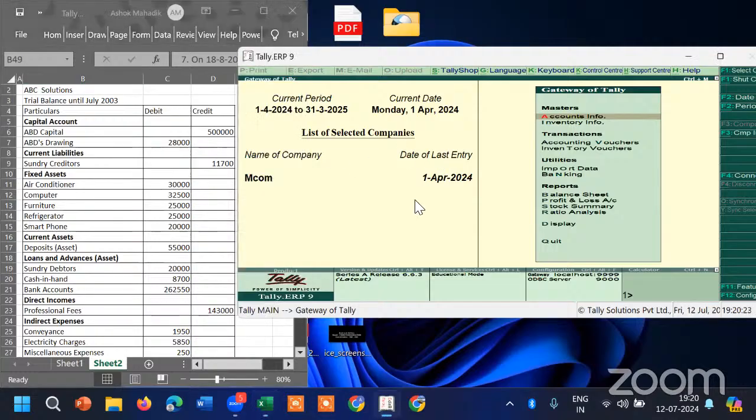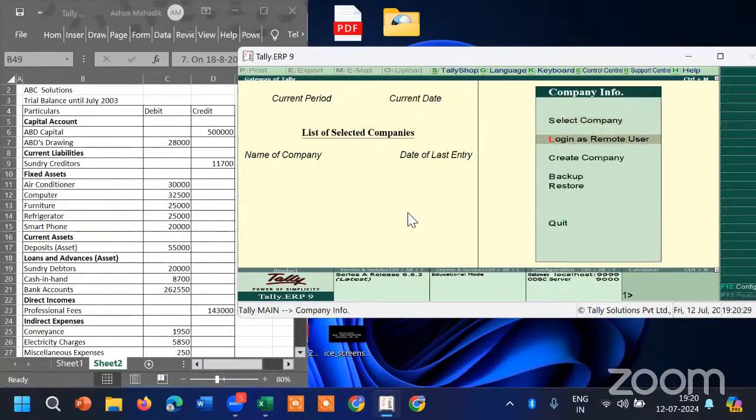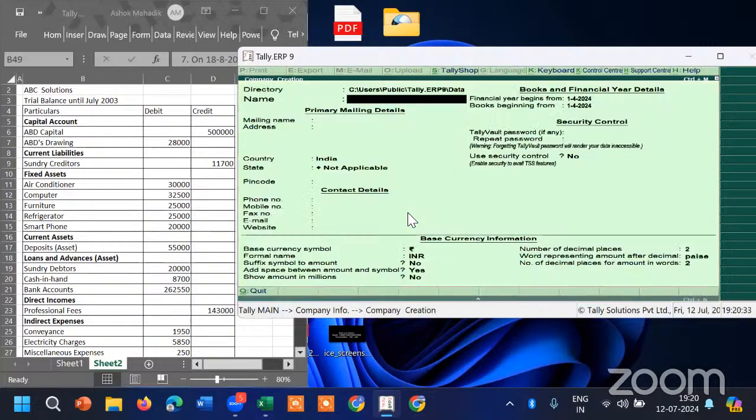First of all, we open Tally by pressing Alt F1. We will create a new company. I'll name it ABC Solutions Limited. Whatever I'm speaking and doing, you have to write as a theory question.